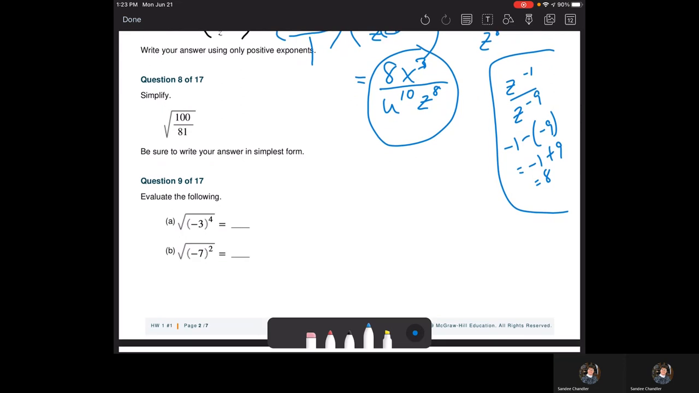Square roots, hopefully you remember those. Those are your doubles in multiplication. 1 times 1 makes 1, 2 times 2 makes 4, 3 times 3 makes 9, 4 times 4 makes 16, 5 times 5 makes 25, etc.